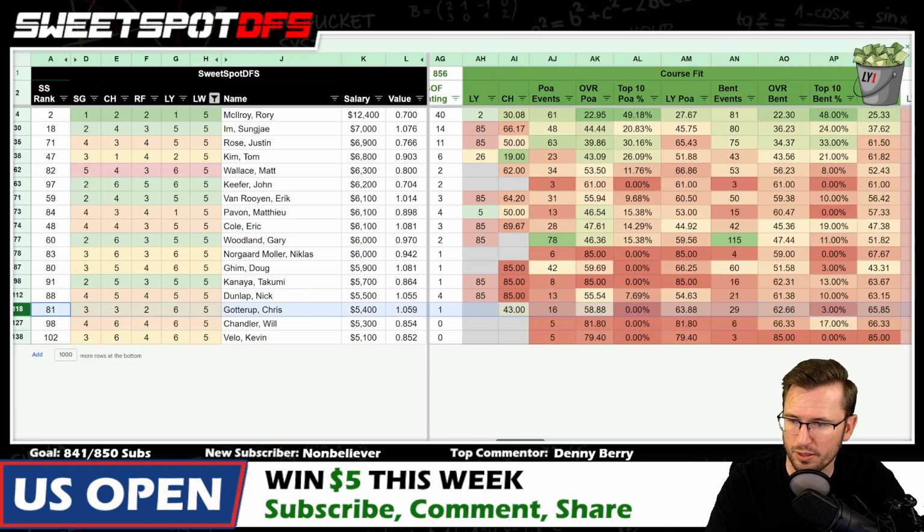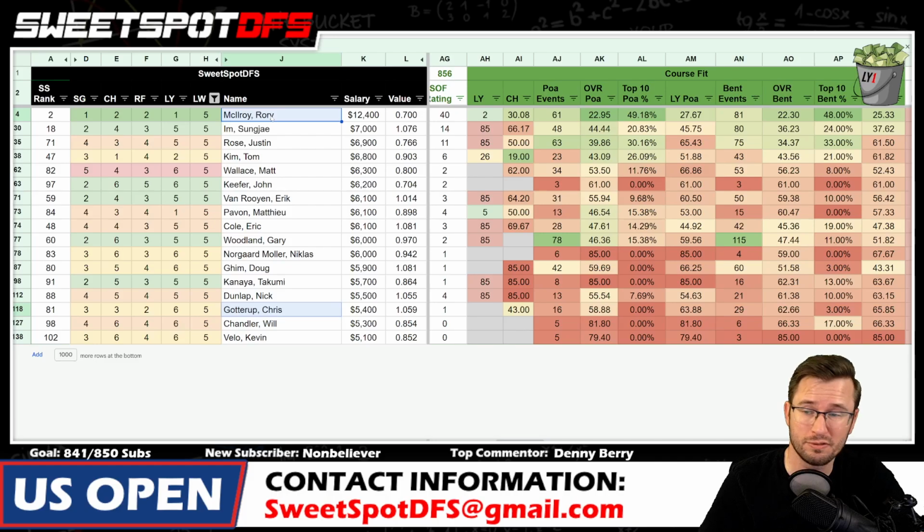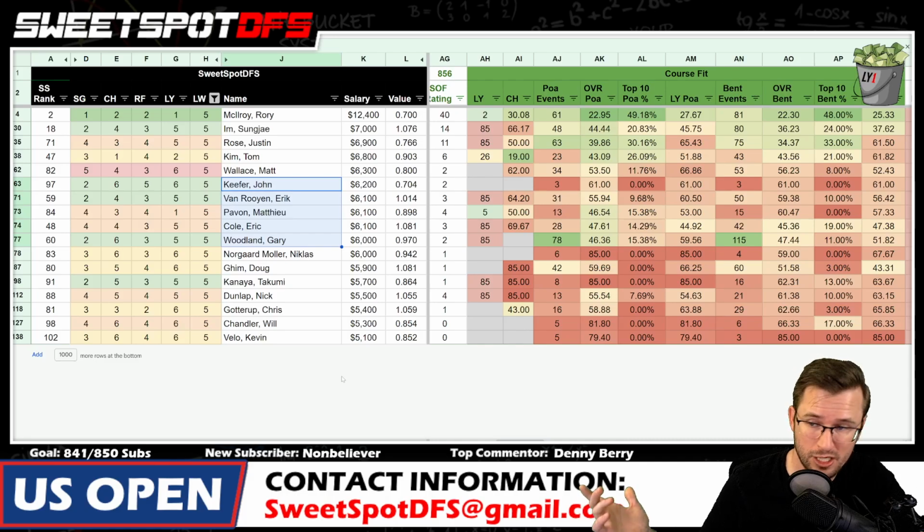Chris Gotterup. Now, if you want to play Chris Gotterup, sure. Pair him up with Rory. I think that's fine, but I would just probably skip the rest of these golfers in this bucket and just go with Chris Gotterup or any of the other golfers that you might be interested in.